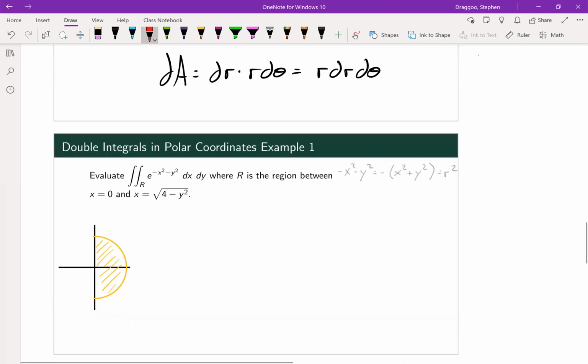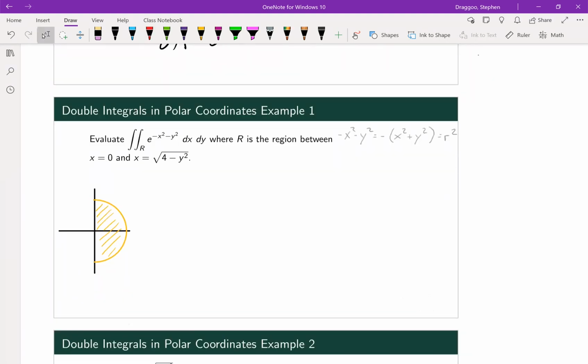Okay, so let's actually look at an example where we'll go through that. So we'll evaluate the double integral of e to the negative x squared minus y squared dx dy, where R is the region between x equals 0 and x equals the square root of 4 minus y squared. So hopefully we recognize that second equation as the right half of a circle of radius 2. So that's what I've drawn in the diagram on the left.